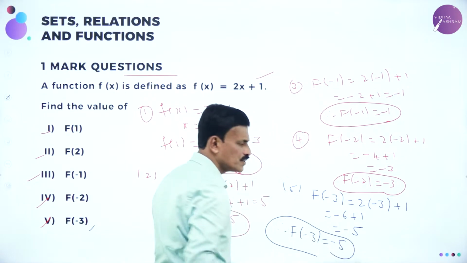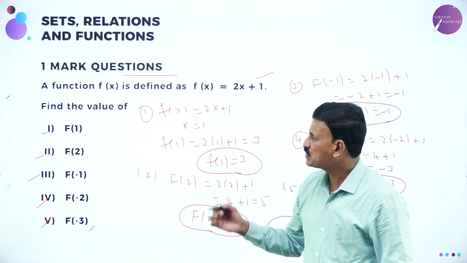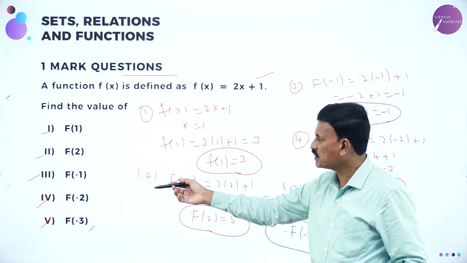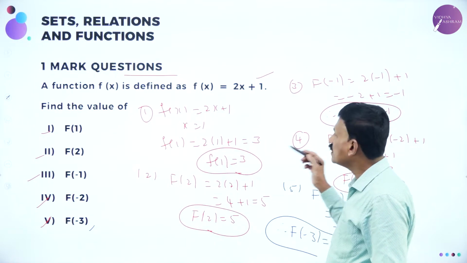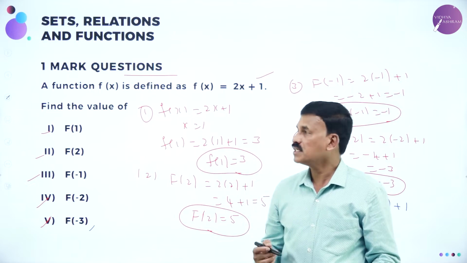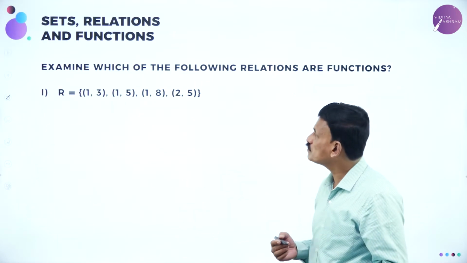That's it. So this is how we are going to find. Each one is a simple problem. Just replace x by 1, 2, minus 1, minus 2, and minus 3. You will get the respective value of that function. That's it. Okay. Now let us come to the next problem.